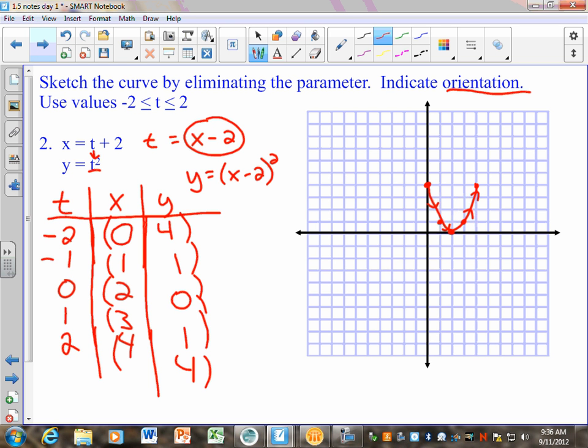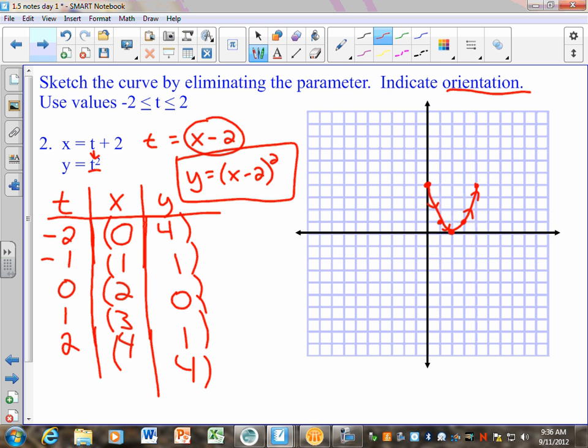We're going to talk about transformations in section 1.6. When you subtract 2 inside, it actually means that it moves right 2, and that's why that parabola is shifted over 2, but we'll get there. But that's eliminating the parameter. You could also have graphed it from there, and then you don't have to use t.